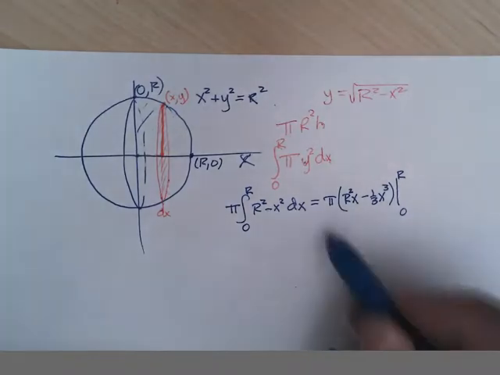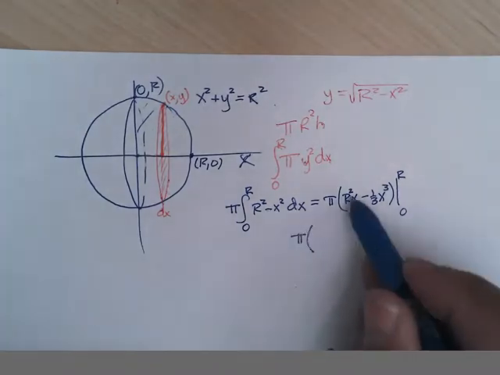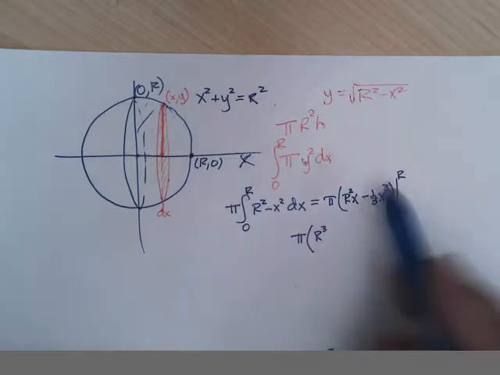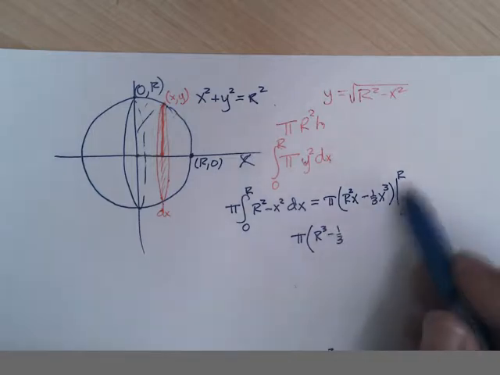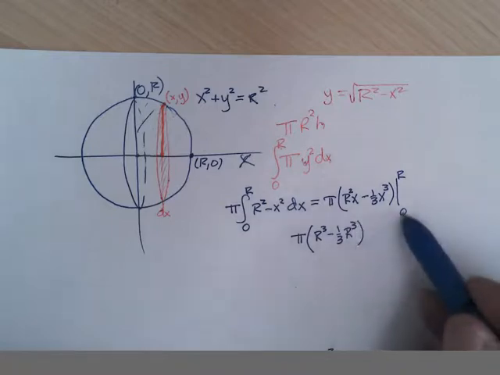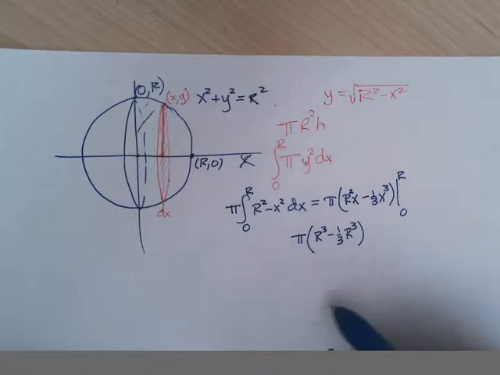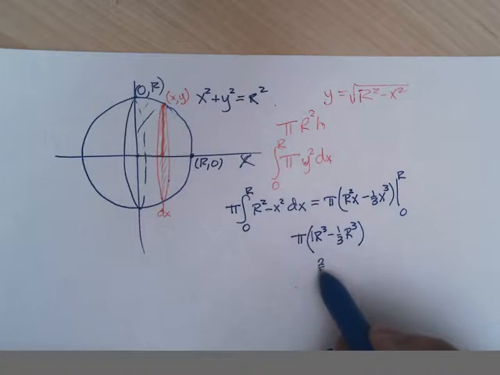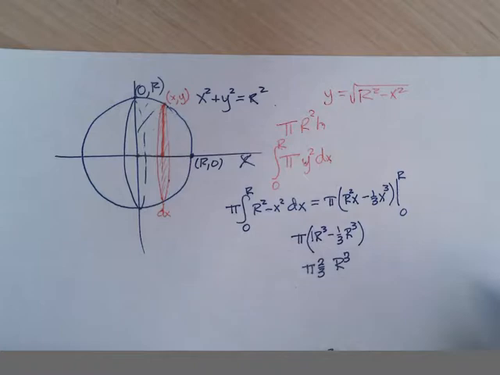So I plug in r, and we get pi r squared times r is r cubed, minus 1/3 r cubed. And then we plug in 0, and we get 0, so I don't have anything to subtract. And so I have 1 r cubed minus 1/3 of r cubed, which is 2/3 of an r cubed times pi. So the volume of a hemisphere is 2/3 pi r cubed.